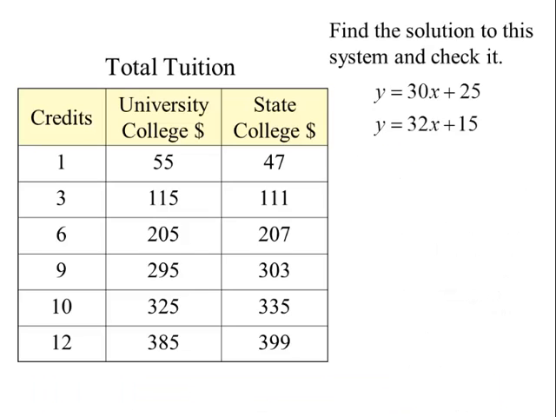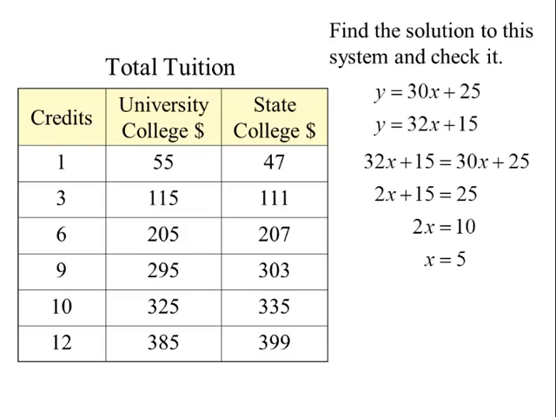So now we have our system. In this case, I'm going to solve this by substitution. Both y's are isolated, so I'm going to take the first equation, and wherever I see a y, I'm going to substitute 32x plus 15. That gives me the equation 32x plus 15 equals 30x plus 25. We have x's on both sides, so I'm going to subtract 30x from both sides. Next, we want to subtract 15, and we're left with 2x equals 10, which means x is equal to 5.